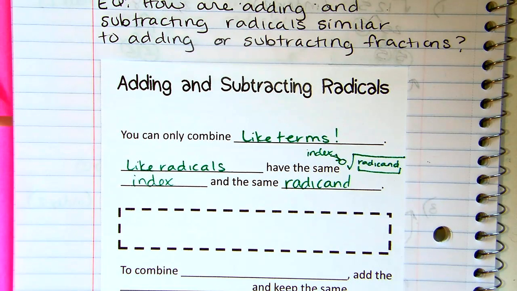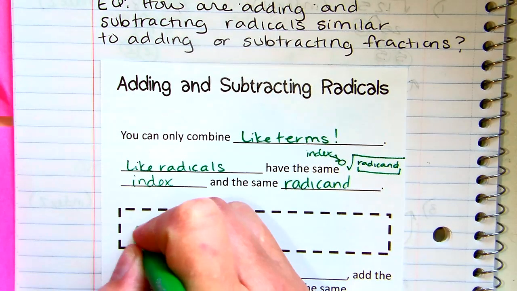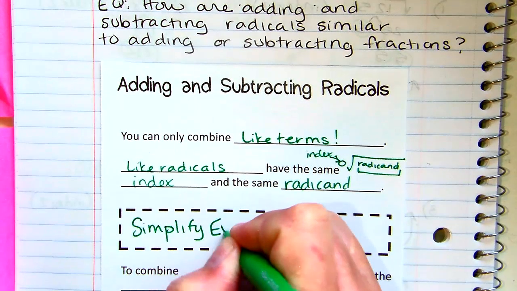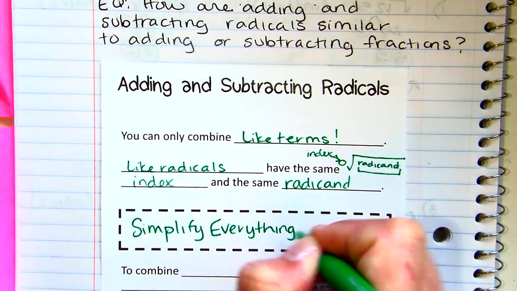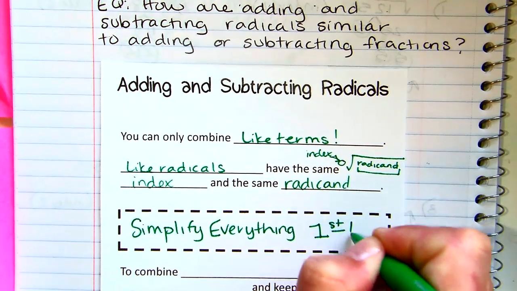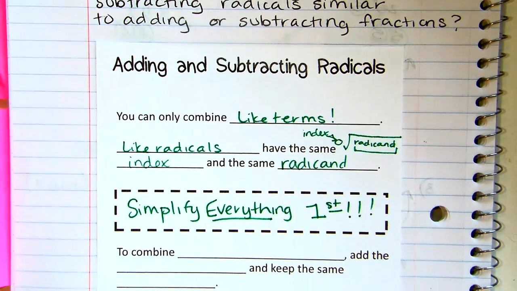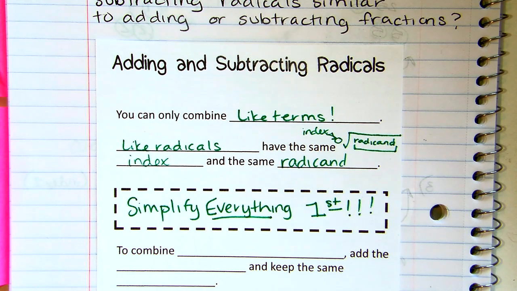All right, so when we talk about adding and subtracting radicals, we are going to begin by simplifying everything first. Now, this is the part that's a little similar to fractions. When you talk about adding or subtracting fractions together, they have to have a common denominator. When we add or subtract radicals together, they have to have the same index and the same radicand.